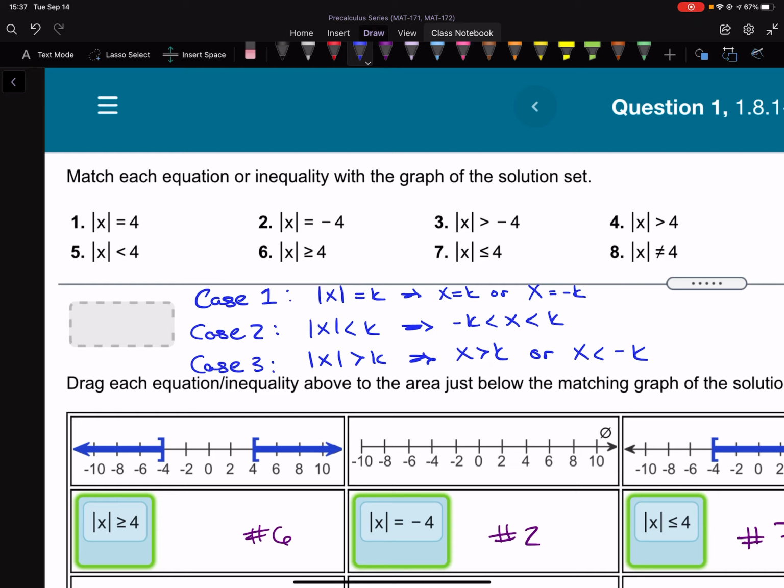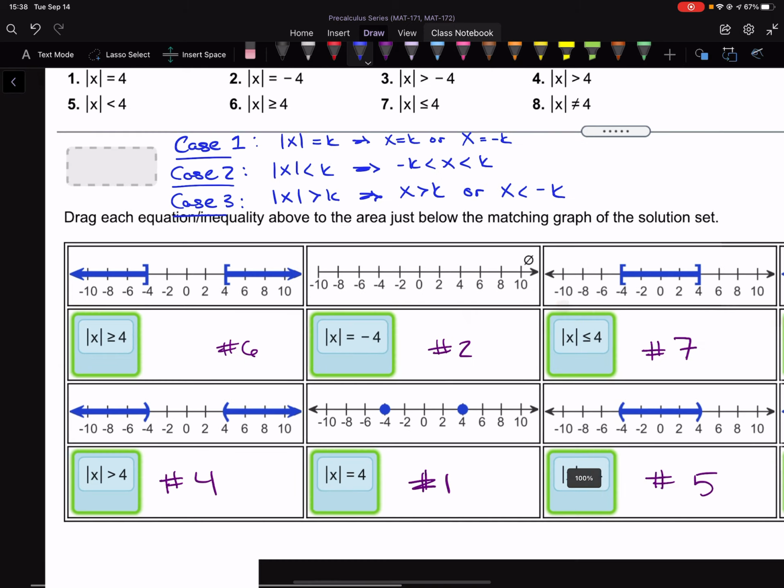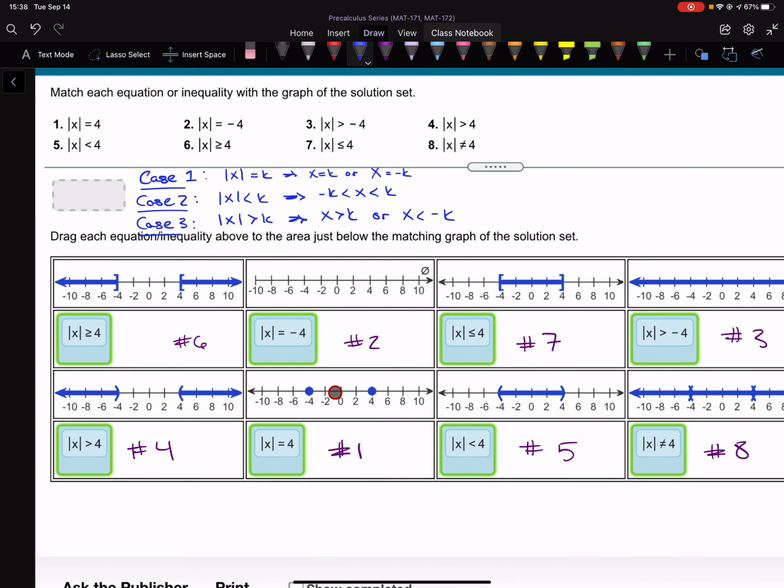Let's use these cases and see if we can determine what the solution sets should look like. Number one, the absolute value of x equals 4, looks just like case 1. So that should end up being x equals 4 or x equals negative 4. Looking at the graphs, there's only one depiction of this solution set type: x equals negative 4 and x equals positive 4, which is number 1 here. So we got number 1 knocked off the list.